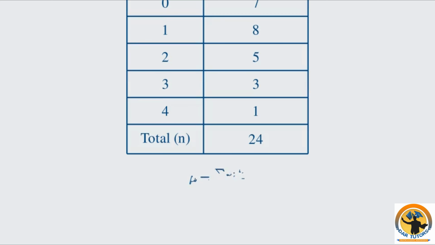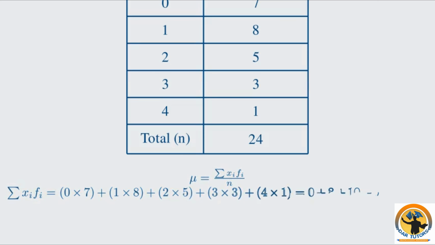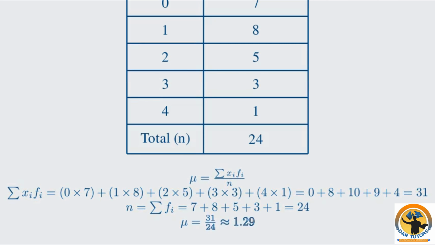Let's see this in action. Here is a frequency table for the number of pets owned by students in a class. First, let's find the mean number of pets, mu. We calculate mu as the sum of x times f divided by the sum of f. This gives us 22 over 24, which is approximately 0.917 pets.